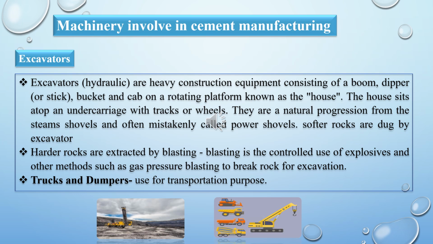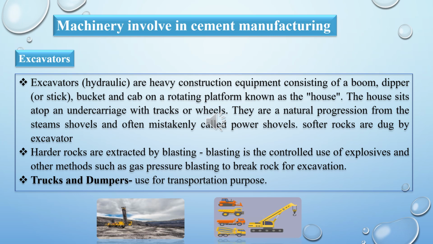in which we have discussed pozzolana cement, hydrophobic cement, and many more. Now we are going to discuss machinery which is involved in the manufacturing of cement. And in that machinery, the first one is excavators. Excavators are heavy construction equipment consisting of a boom, dipper, bucket and cab on a rotating platform known as the house.